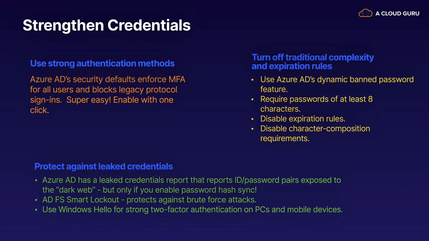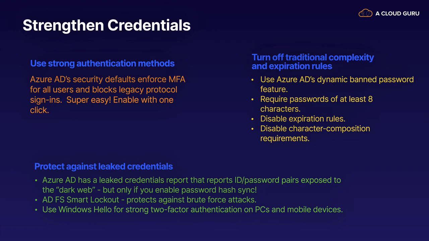And you want to also protect against any leaked credentials. So if any ID password combos get stolen or exposed to the so-called dark web, then Azure AD can actually do a report on that, but you do have to enable your password hash sync. And the Active Directory Federated Services Smart Lockout will protect against brute force attacks. Anything like this comes in, it'll see it and just slam the door on it before it can get anywhere. And you can use Windows Hello for 2-factor auth on your PC and mobile devices.